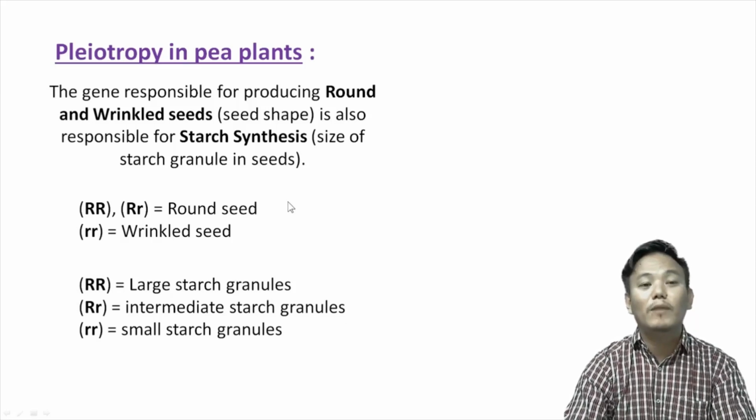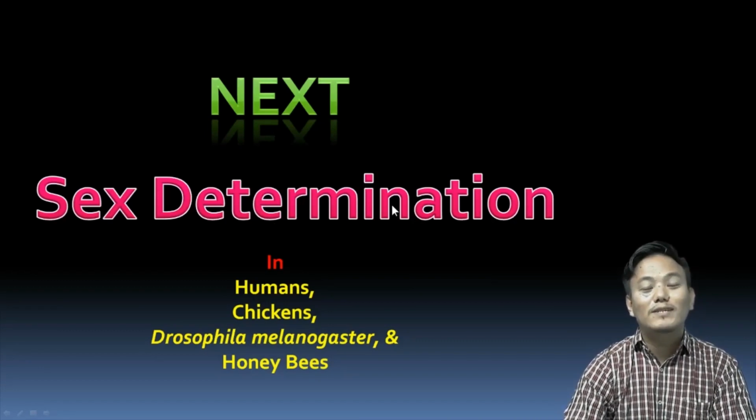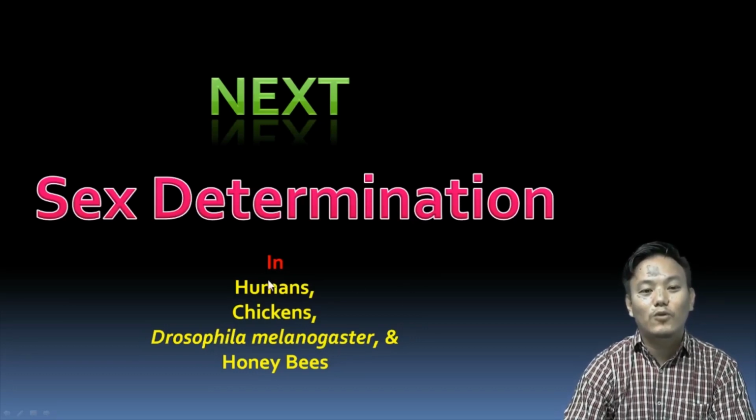So that is all about pleiotropy and multiple polygenic inheritance. In the next video, we will discuss sex determination in humans, chickens, Drosophila, and honeybees. I hope you read about them.